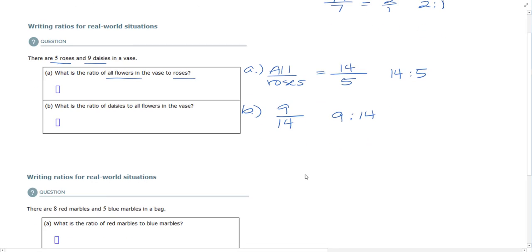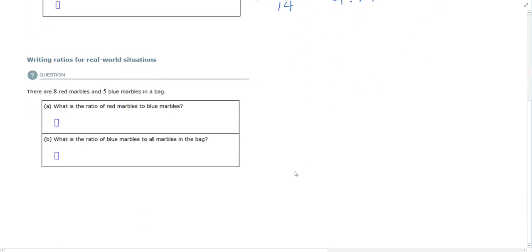So let's do one more of these. And in this particular topic, from the numbers that I've seen, I don't think you're ever going to have to simplify. But let's see, we have 8 red marbles, 5 blue marbles. What is the ratio of red to blue? So here we're not going to have to do anything. It's just 8 to 5. Red to blue, 8 to 5. Or you could write it like this.